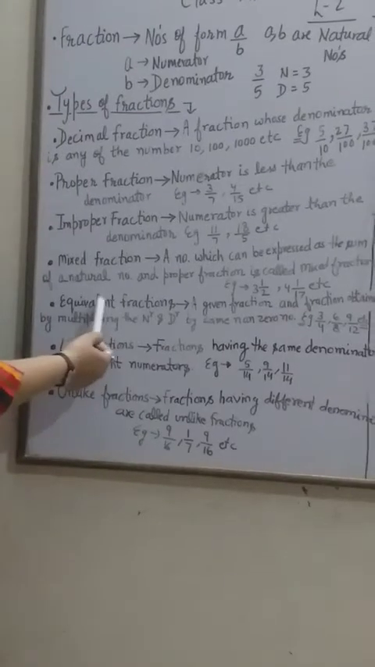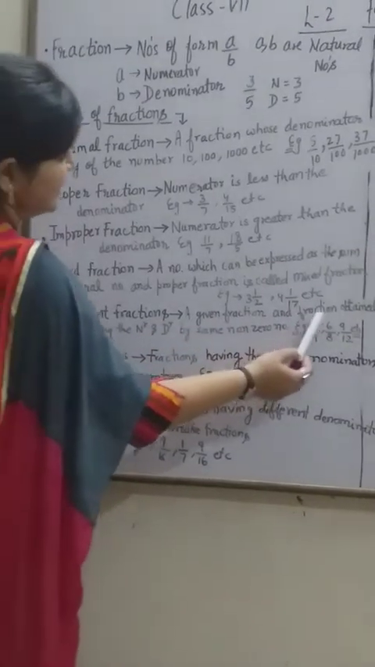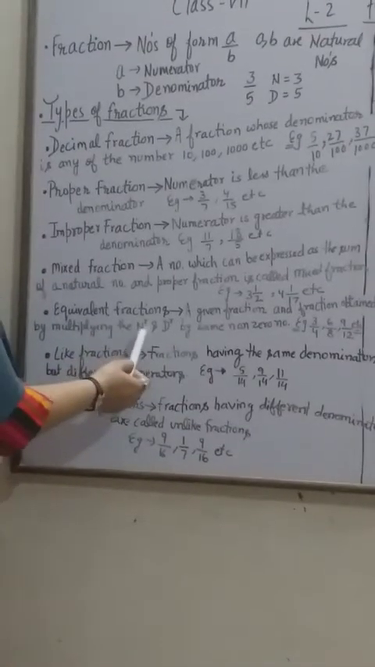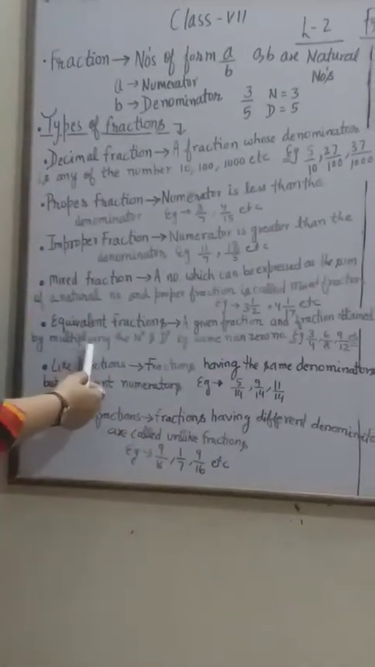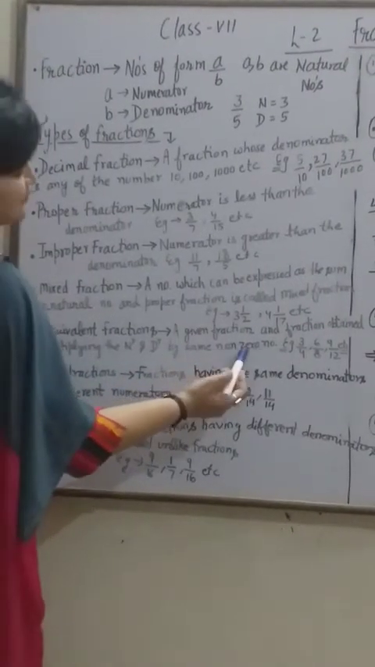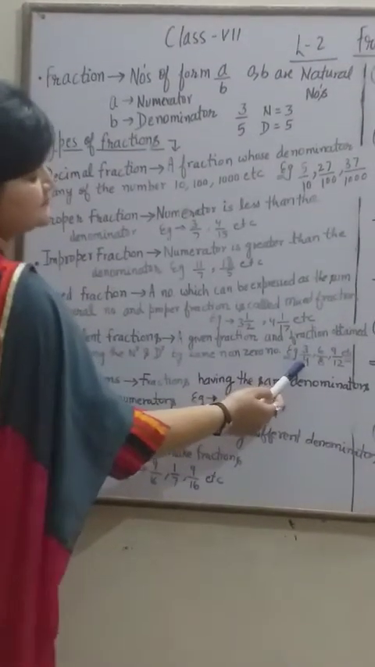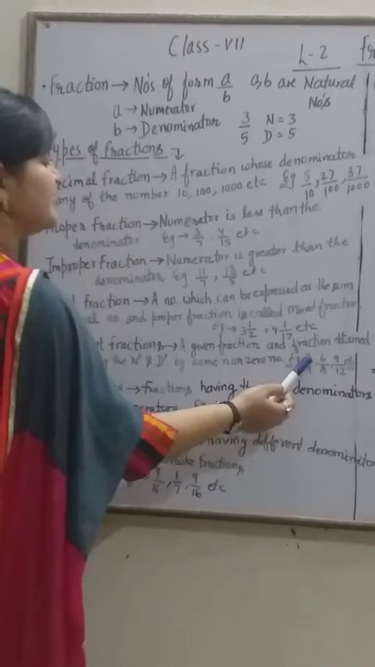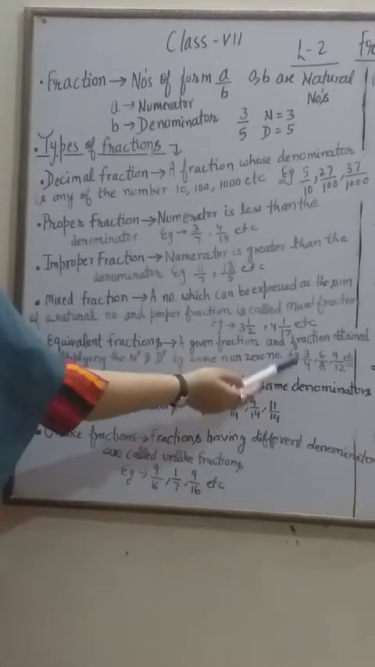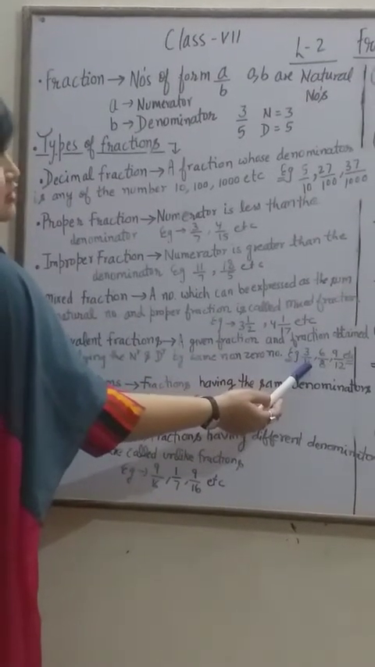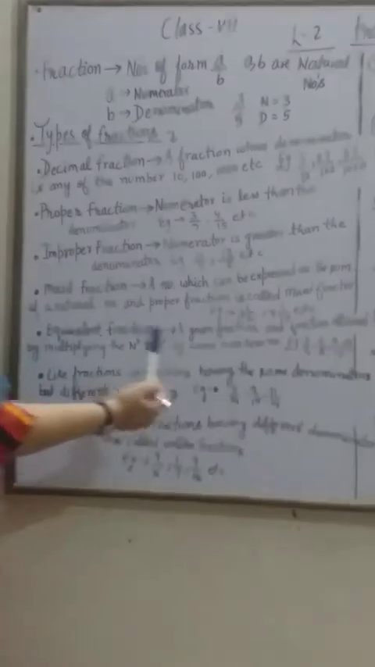Equivalent fractions. The meaning of equivalent is equal value. A given fraction and the fraction obtained by multiplying the numerator and denominator by the same non-zero number is known as an equivalent fraction. For example, 3 upon 4 is the given fraction, and when we multiply the numerator and denominator by 2, 3 2s are 6, 4 2s are 8. When we multiply the numerator and denominator by 3, 3 3s are 9, 4 3s are 12, and so on. So many examples we can take.